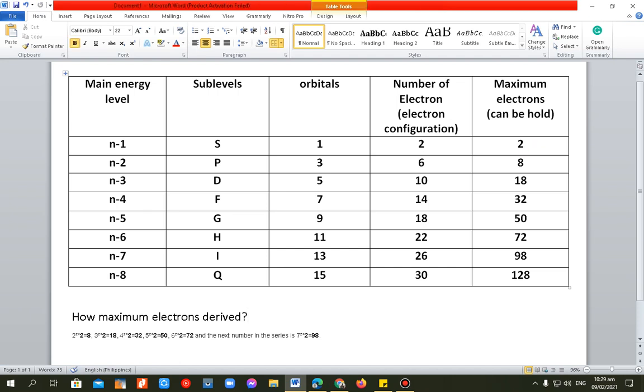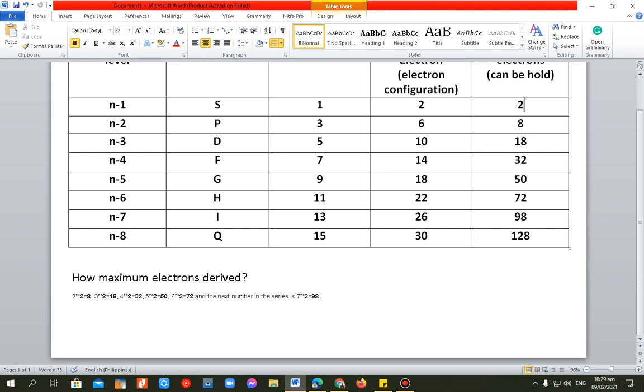Maximum electrons, kung ilan yung kayang i-hold ng isang sublevel. So, dito, sa N1 or sa S, mayroong dalawa. Sa P, 8. D, 18. F is 32. G is 50. H is 72. I is 98. Q is 128. So, paano na-derive?